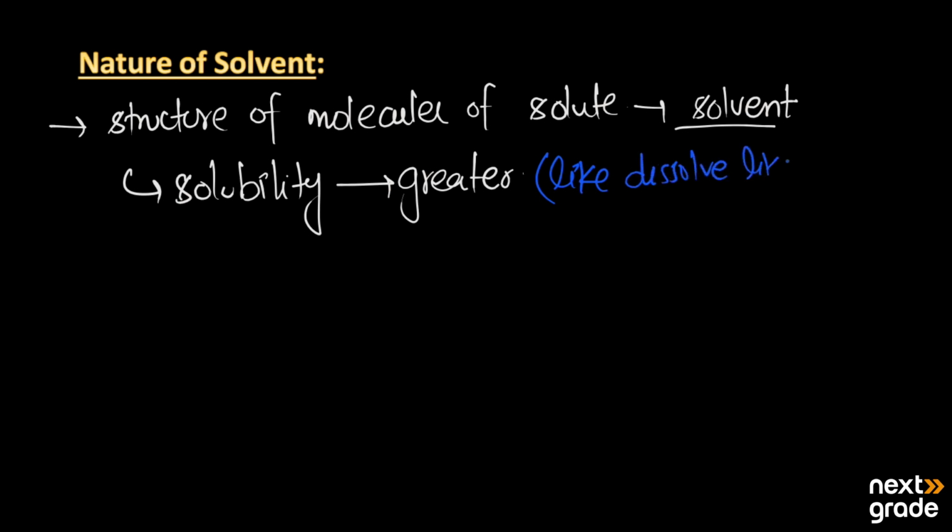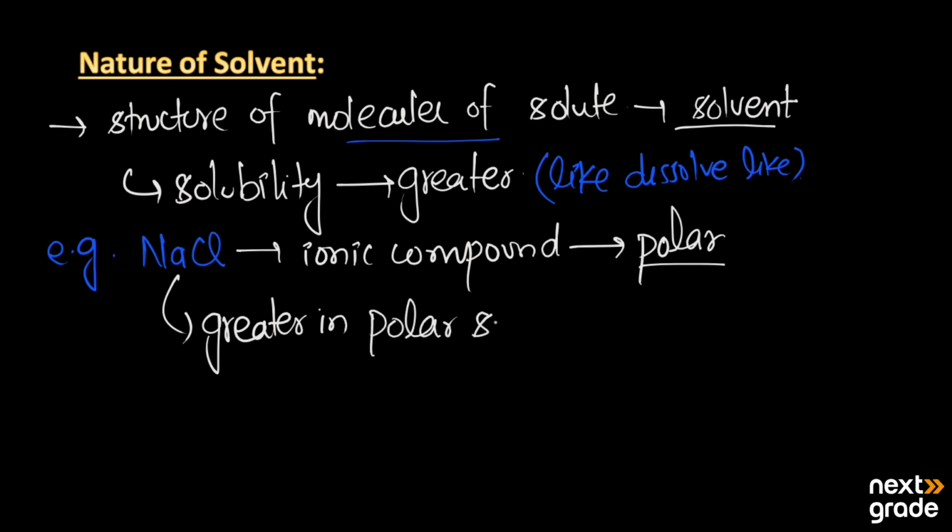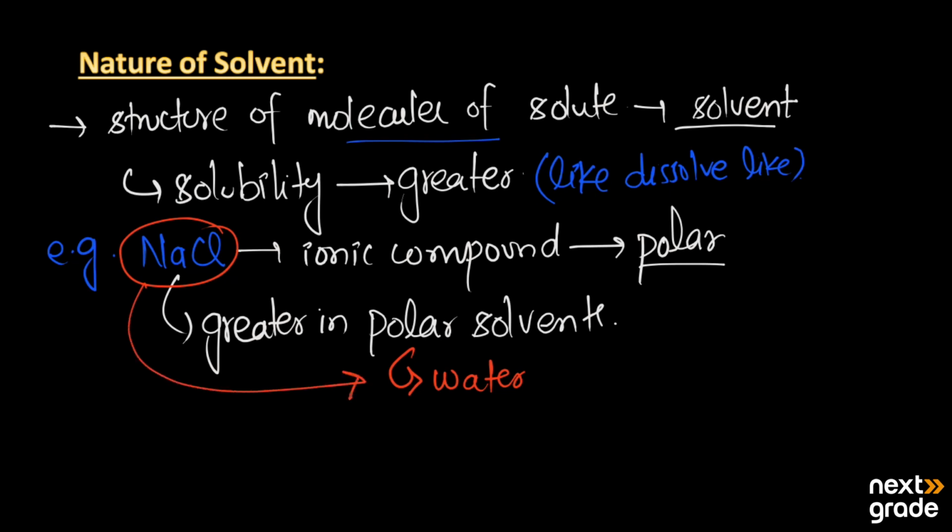To follow that formula, we have to know the structure of the molecules of the solute and also their properties. For example, sodium chloride, NaCl, is an ionic compound as well as a polar compound. So it has greater solubility in polar solvents. Now, what are the polar solvents? We have water. So sodium chloride has greater solubility in water as compared to non-polar solvents.